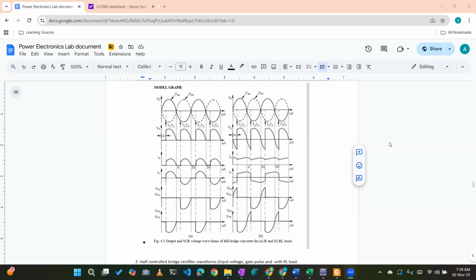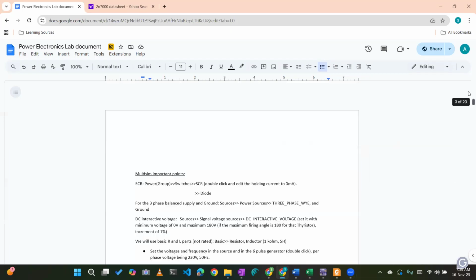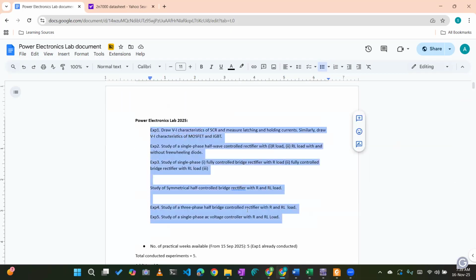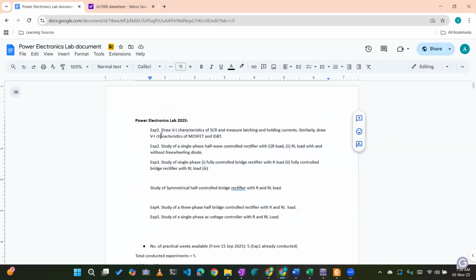Now you know Multisim components usage. Using the Multisim components with your theory will make your experiment simulations. What is the list of simulation experiments that we have done? These are the five, in which experiment 3 can be of two parts: study of fully controlled bridge rectifier with R and RL load, and study of symmetrical full wave half controlled bridge rectifier with R and RL load.